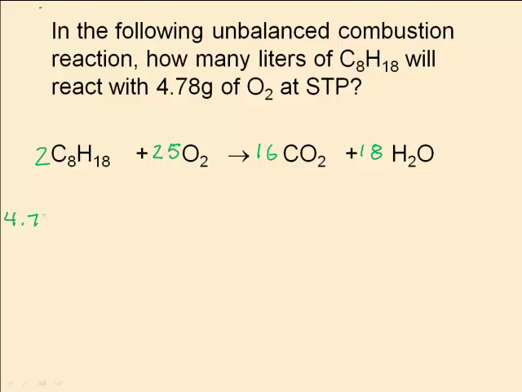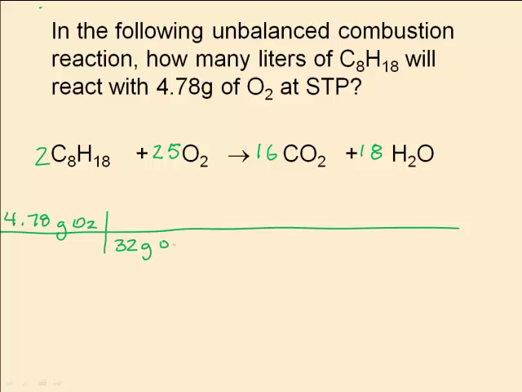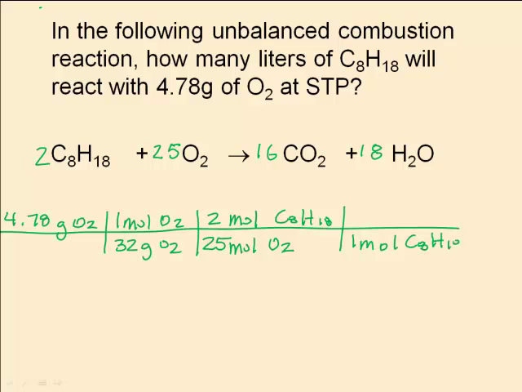Next, I'm going to write down 4.78 grams of oxygen. I have to convert grams of oxygen to moles using its molar mass. I need to convert from moles of oxygen to moles of what the question asks me about, which is C8H18. The coefficients for these two are included. And then this question wants me to solve for liters. So 22.4 is going to be the number I use on top. When I put all these numbers into the calculator and solve, the answer comes out to be 0.268 liters of C8H18.